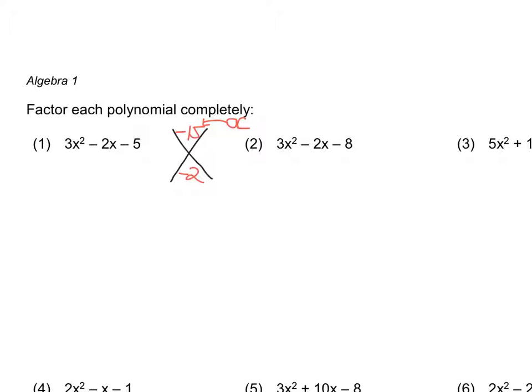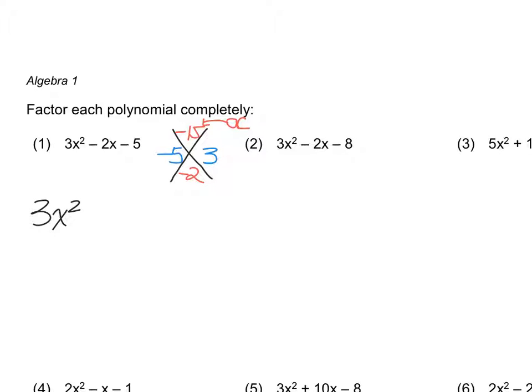-5 and 3. I thought I heard 5 and 3. All right, once you get those numbers, that's key to everything. Once you get those numbers, the problem's going to solve itself, because I'm going to say 3x squared.